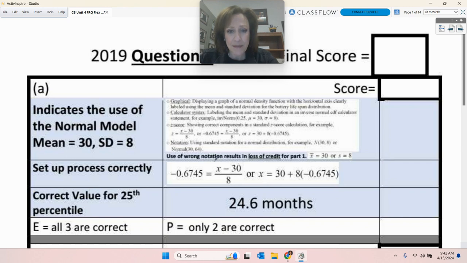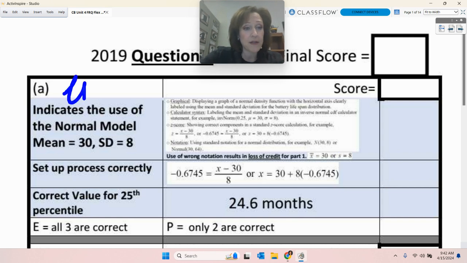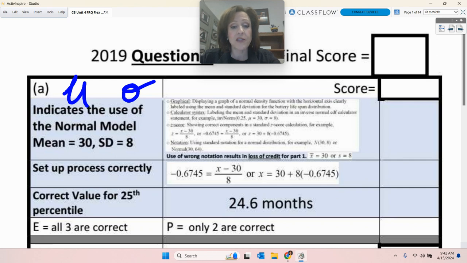All right, and then setting up that process correctly. By the way, if you used incorrect notation on the first part by putting x bar equals 30, that's a sample mean. That's not what we had. This mu is the mean of the population, and that's what we had. And if you use little s equals 8 instead of sigma equals 8, then that's a problem. You're supposed to have the mean is 30 and the sigma is 8. Then the third part was the correct 24.6 months. You did not have to write the sentence. If you got all 3 of those correct, you got an E. Only 2 correct, you got a P.